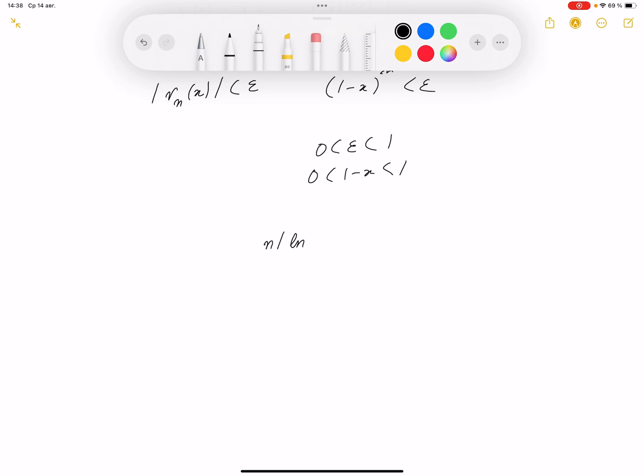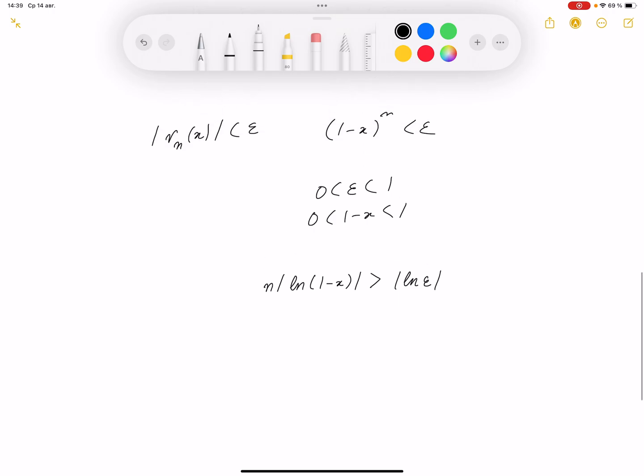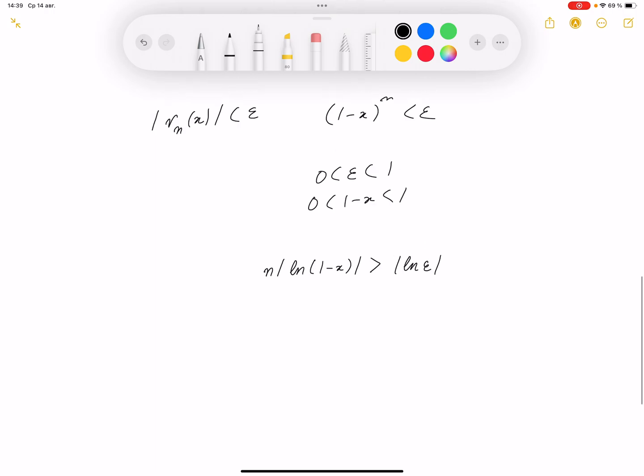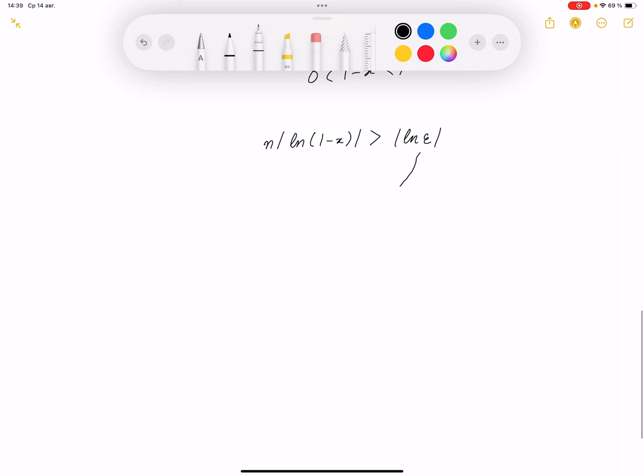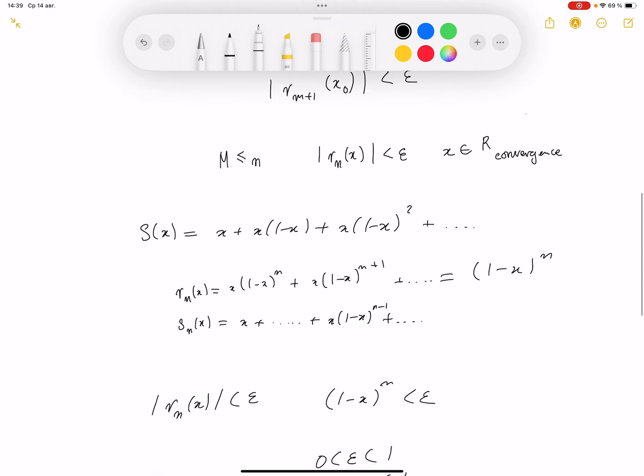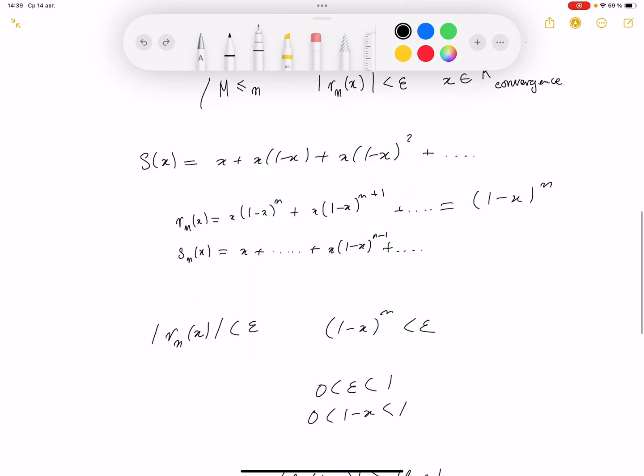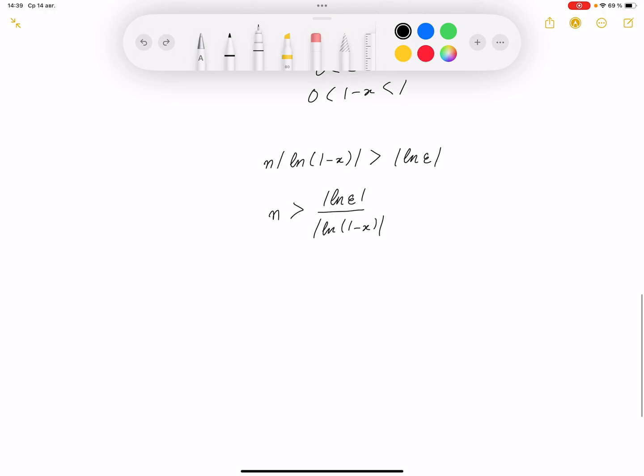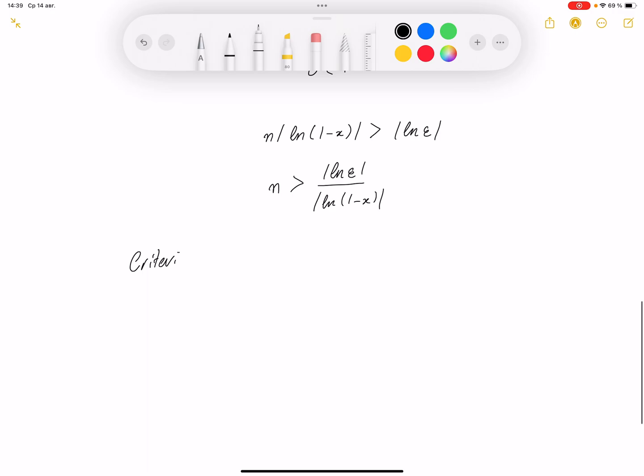N times the absolute value of ln of 1 minus x is larger than the absolute value of ln of epsilon. Here, the sign of inequality changes due to the absolute value. This means that n is larger than the absolute value of ln of epsilon divided by ln of 1 minus x, which means that n is, as seen here, larger than some n, meaning that this sum is uniformly convergent, right? So the criterion for uniform convergence is met.